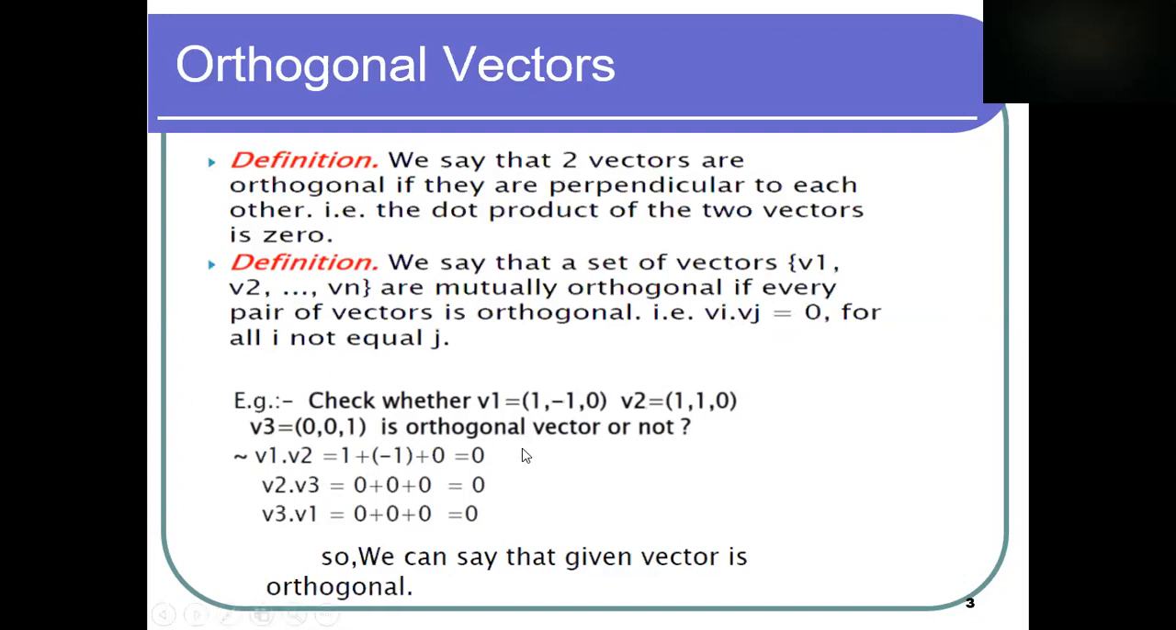Let us check whether these three vectors from R3 are orthogonal or not. Let us take their mutual orthogonality. V1 and V2, the dot product is zero. Then V2 and V3, it's also zero. Then V3 and V1, it's also zero. In that case, we can say these vectors, or the set of vectors, are mutually orthogonal.